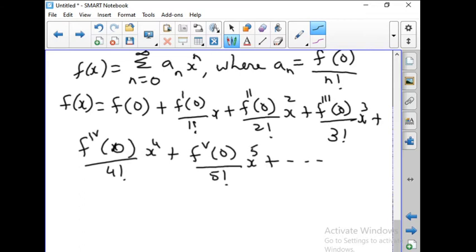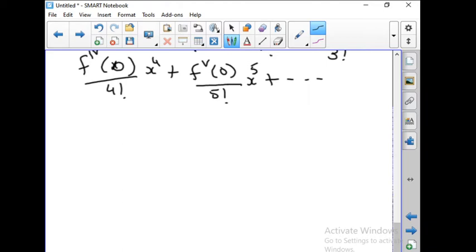f(x) is equal to f(0) plus f'(0) by 1 factorial x. So how to remember? See here, this is 1 dash, x power 1 factorial, plus f double dash, so 2 dash, 2 factorial x square, 3 dash, 3 factorial x cube, 4 dash by 4 factorial x power 4. So all are the same number in each term. So remember this. So now we will do this.